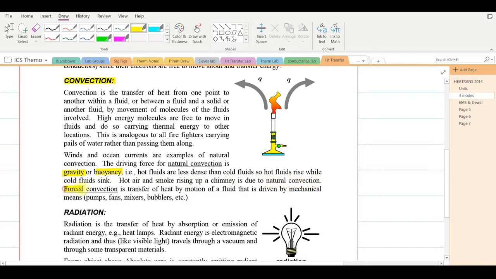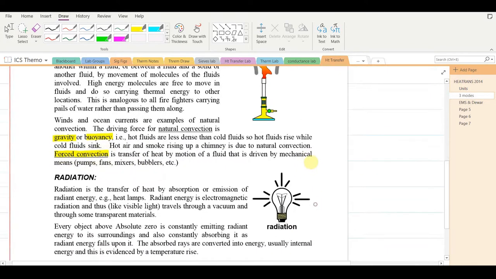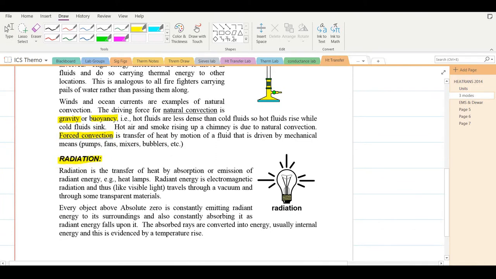In industry, we use a lot of forced convection. That's the transfer of heat by motion of a fluid that's driven by mechanical means like pumps or fans or mixers or bubblers. And finally, we have radiation.